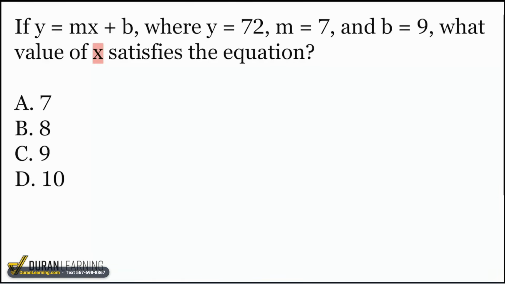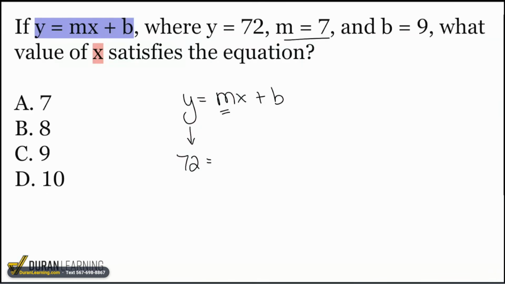So when we take a look at what we're given, y equals mx plus b. When we write that down, y equals mx plus b, you start to notice that, oh, okay, we're given a couple of things. We're told that y equals 72 right over here. And so I'll go ahead and replace y with 72. Next up, I'll notice that m is given to me as 7. I'm looking for x, so I'll leave that as is. And then we're given the value of b, which is 9.